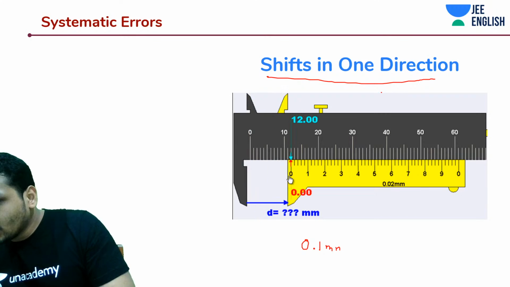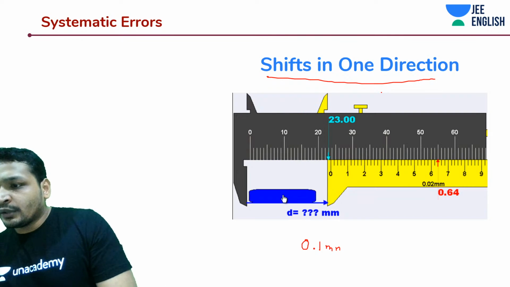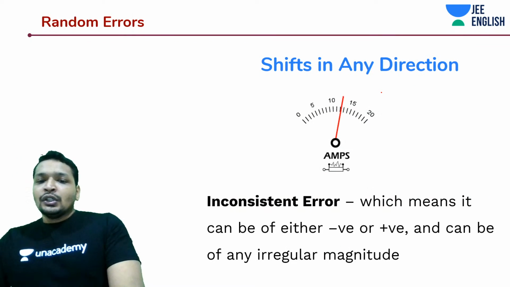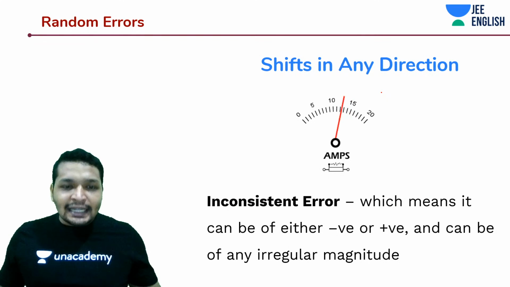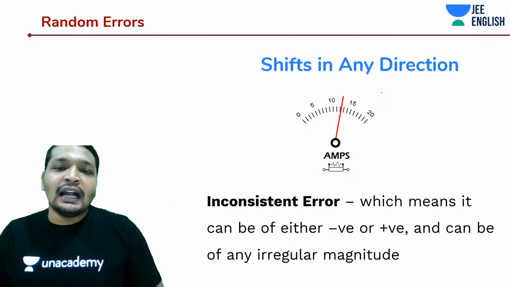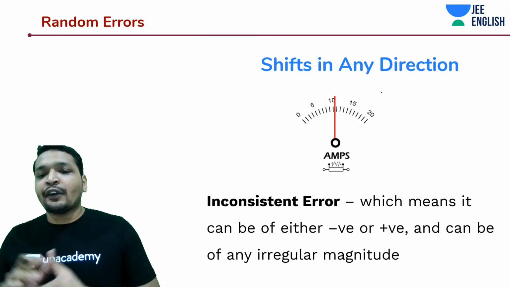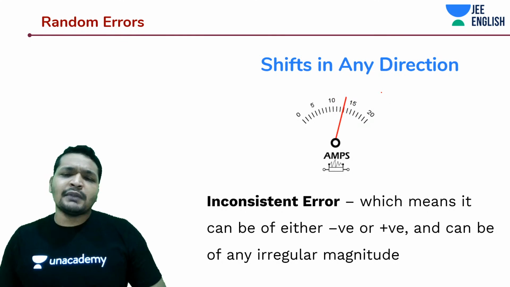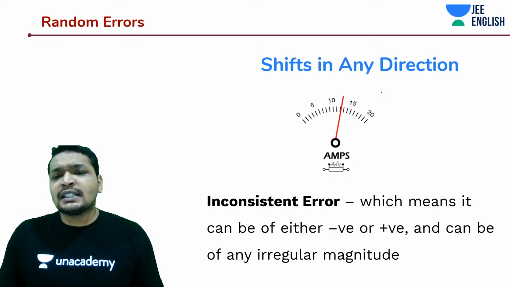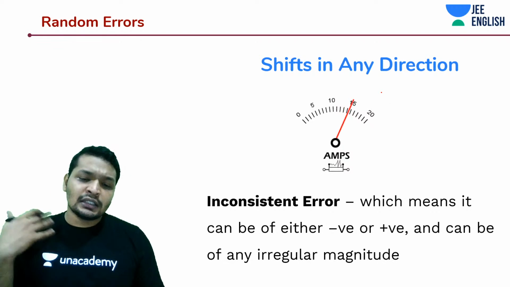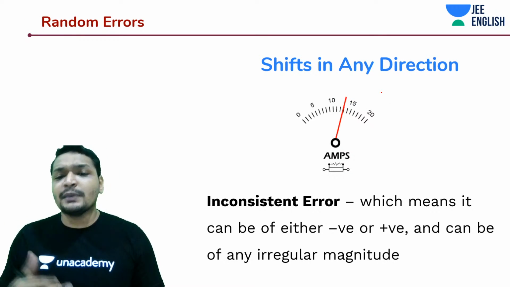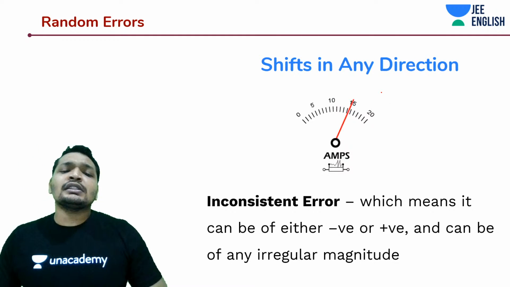Yes, questions. If it shifts in any direction, it is inconsistent, and you tend to observe these kinds of errors in specific situations. Sometimes it can also be personal errors, but generally, in personal errors, we assume the person is making the same kind of mistake again and again.